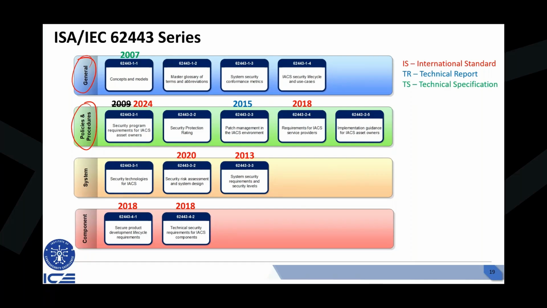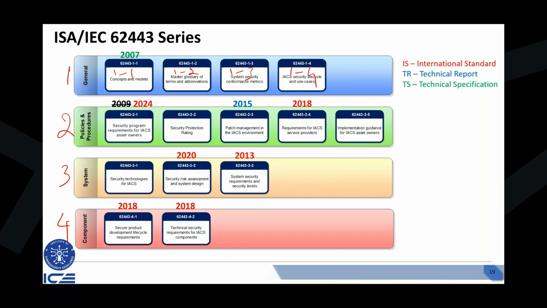Then there are standards related to systems, and we will go through in detail what that means. And there is a part related to components. Within each of these groups, there are multiple documents, labeled 1-1, 1-2, 2-1, and so on. I'm sure by now you've realized that this is part 1, this is part 2, this is 3, and this is 4, and this is 1-1, 1-2, 1-3, 1-4, and so on and so forth.